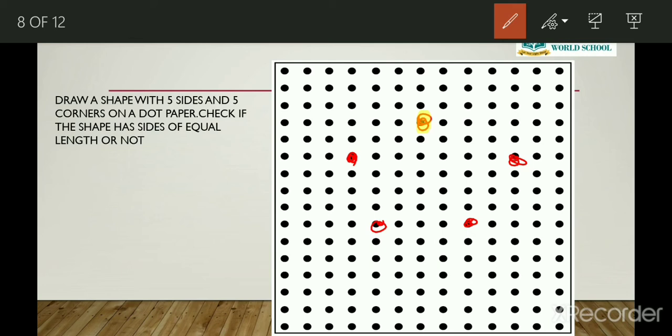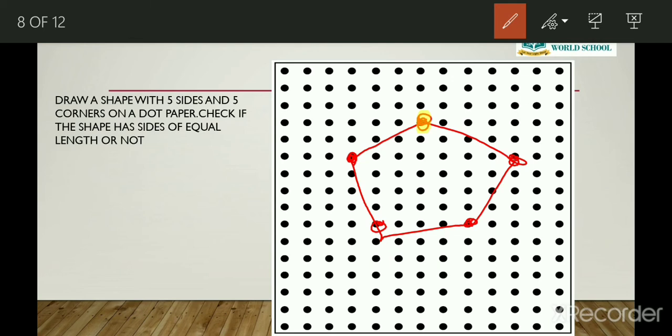Okay, now coming to the second step is draw lines joining the dots to form a shape with 5 sides. So let us join the dots. 1, 2, 3, 4 and 5. Can you count the number of sides? Yes, 5 sides are there.